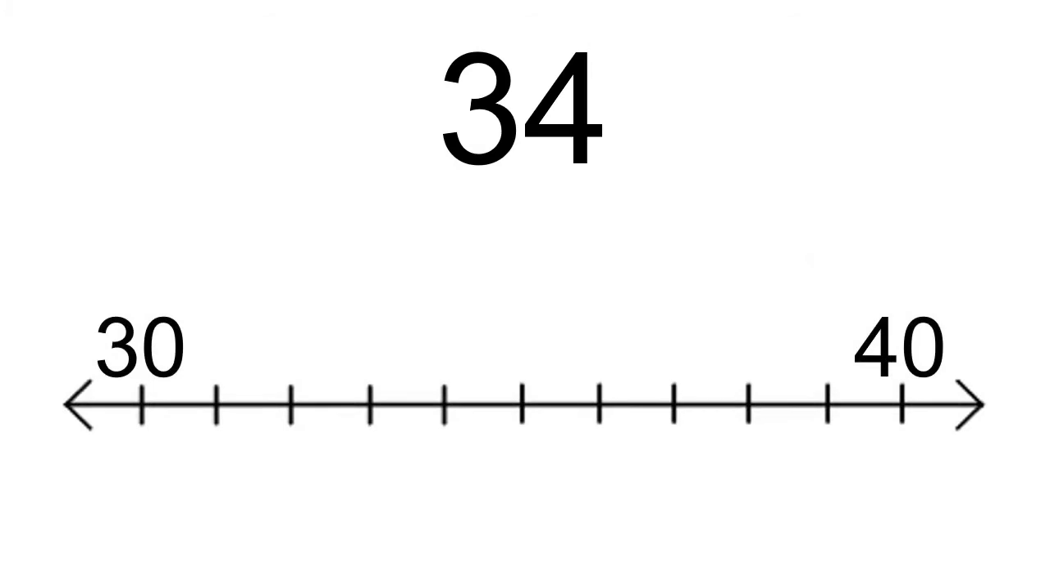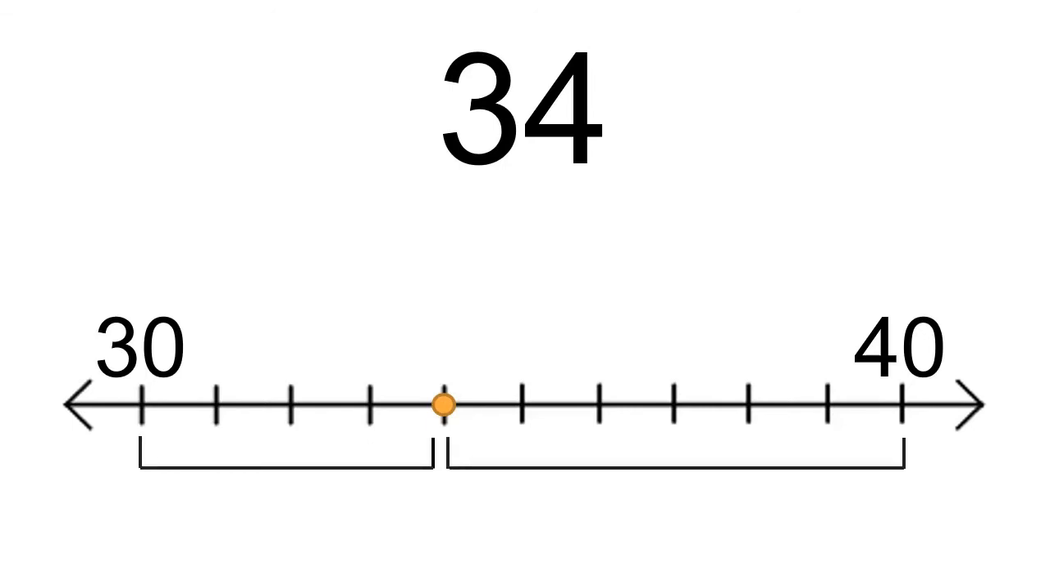Now let's look at why we do this. So to explain, let's take a look at a number line from 30 to 40. Now 34 on this number line is placed right over here where this dot is. Now as you can see, this dot is closer to 30 than it is to 40, which is why whenever the number in the ones place is 1, 2, 3, or 4, we round to 30 because it's closer to 30. And if it's 5, 6, 7, 8, or 9, then we would round up to 40.